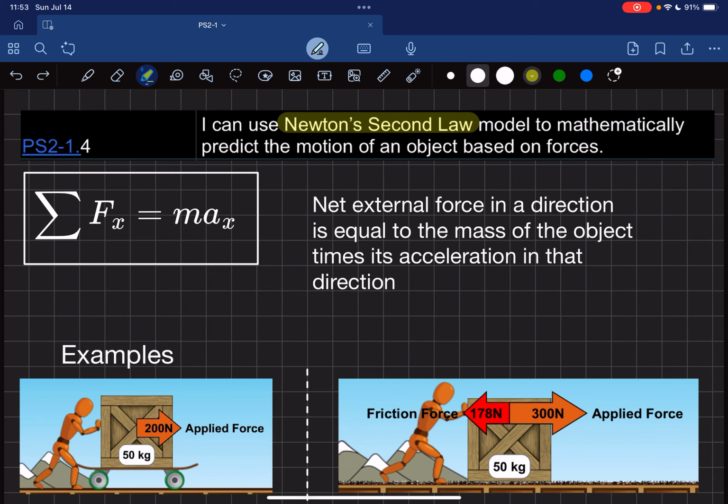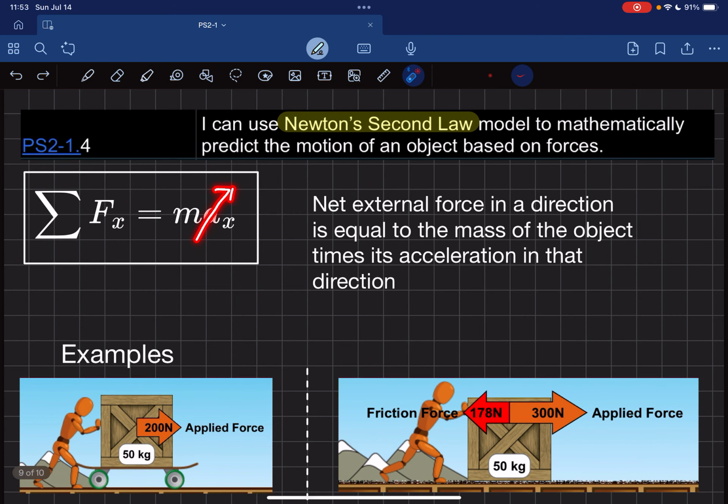So right here, we have Newton's second law, and this is stating that the sum of all forces in a direction, remember we're going to do this one direction at a time, is equal to mass times acceleration. In the previous lesson, we learned about Newton's first law, and the idea that if acceleration was zero, net force must be zero. And this shows why that's the case. If we suddenly make acceleration equal to zero, then that means that this whole right side of the equation would equal zero, and therefore the sum of all forces would equal zero.